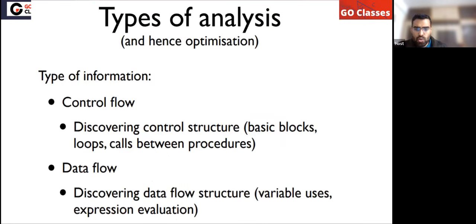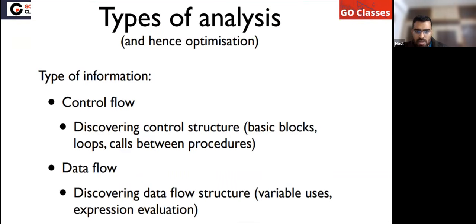Next, there are two types of analysis. One is data flow analysis, another is control flow analysis. Can anyone tell me the difference from the names? Control flow analysis means where the control is going from one basic block to another. Control flow analysis will tell you how the control is going from one basic block to another.